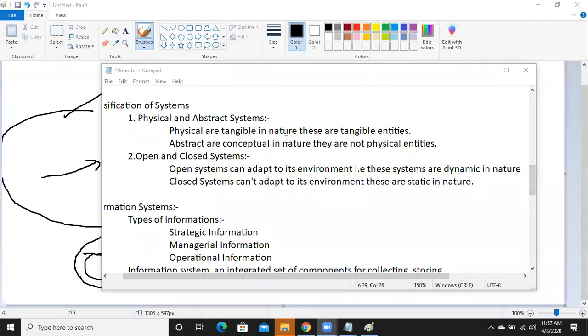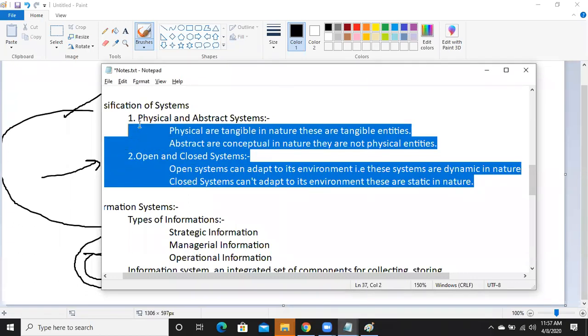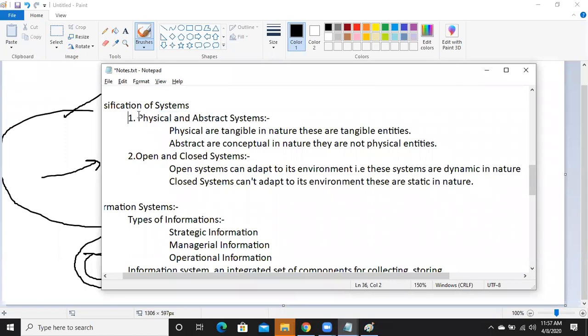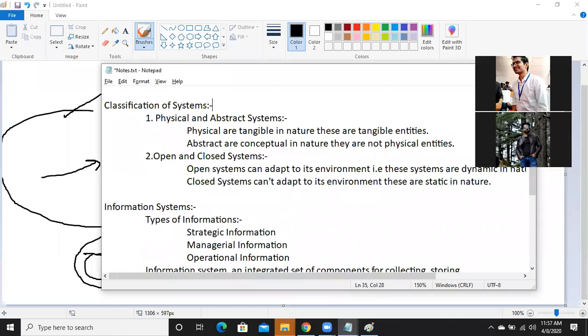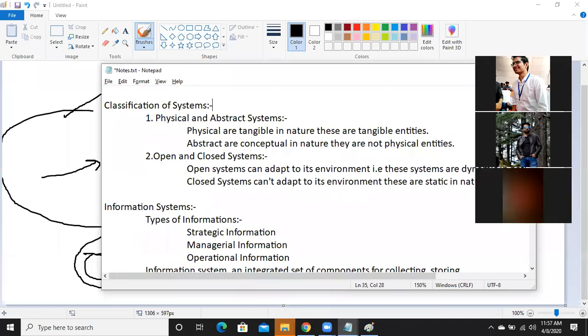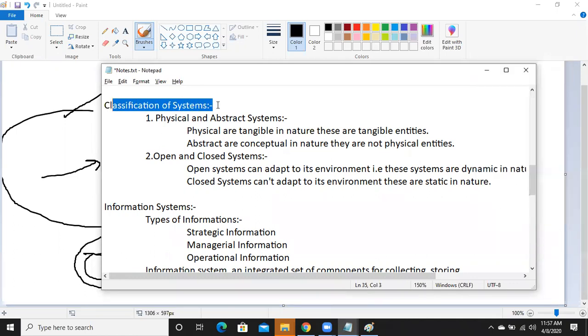Yeah. So we have discussed what the meaning of an open system is, what the meaning of a closed system is, what a physical system is, what an abstract system is. So these systems basically come under the category of classification of systems. In the classification of systems, we have divided our systems into these four types.